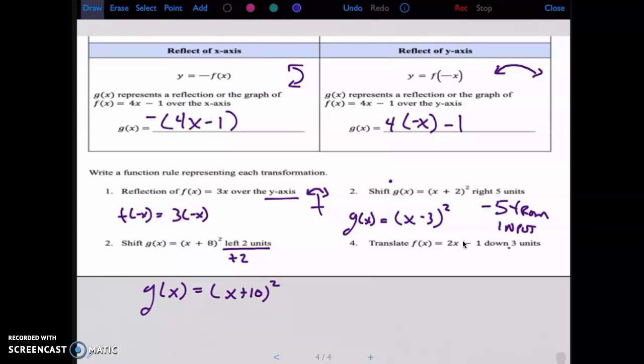And then here we're going down 3. So this one's an easy one. We're messing with the output now. So f of x equals 2x. Down 3, so I have to subtract 3 from the output, which is the whole thing, minus 4.